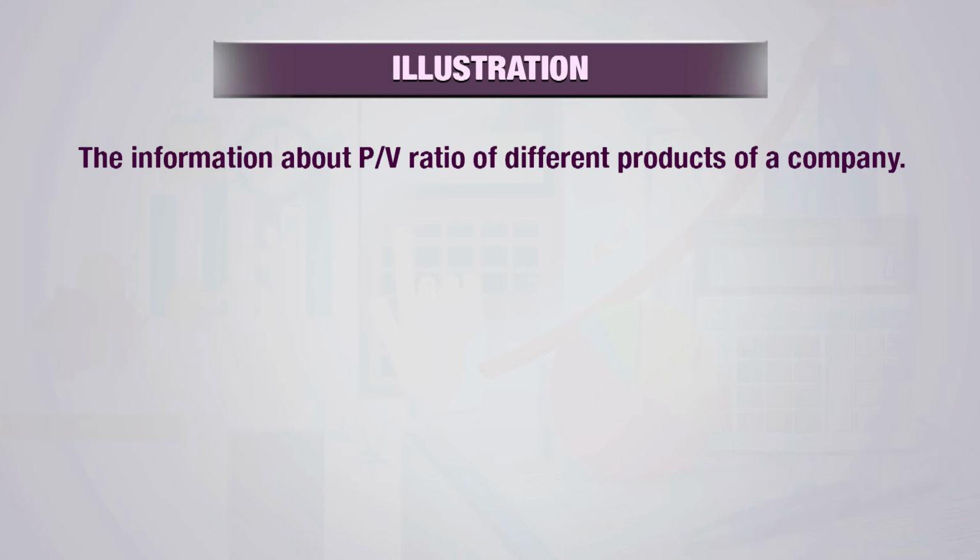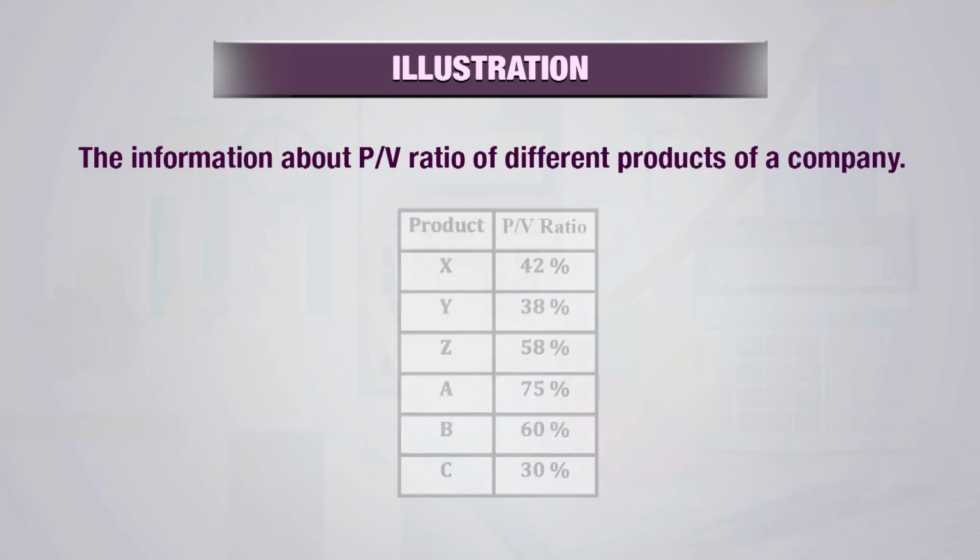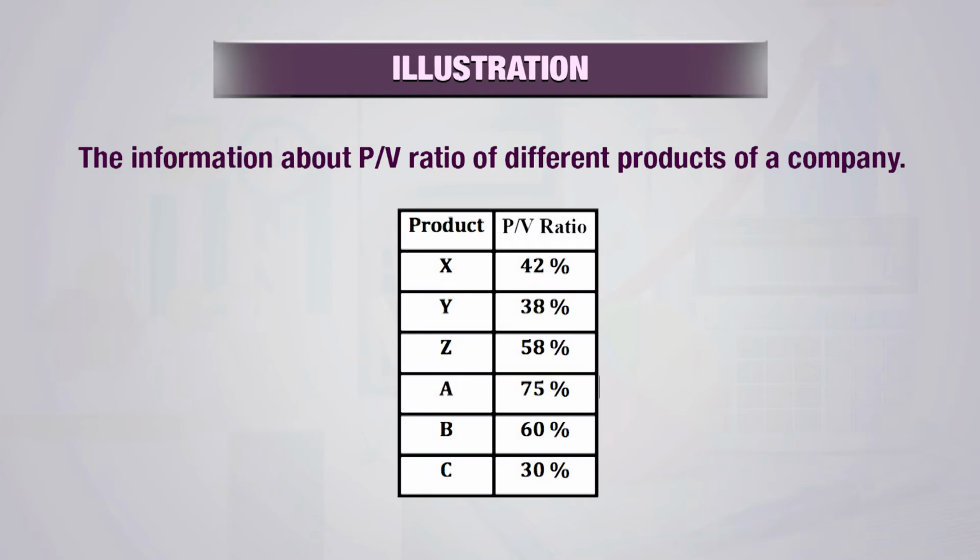The information about PV ratio of different products of a company is given. The products are X, which has a PV ratio of 42%, product Y, PV ratio is 38%, product Z, PV ratio is 58%, product A, PV ratio is 75%, product B, PV ratio is 60%, and product C, which has a PV ratio of 30%.